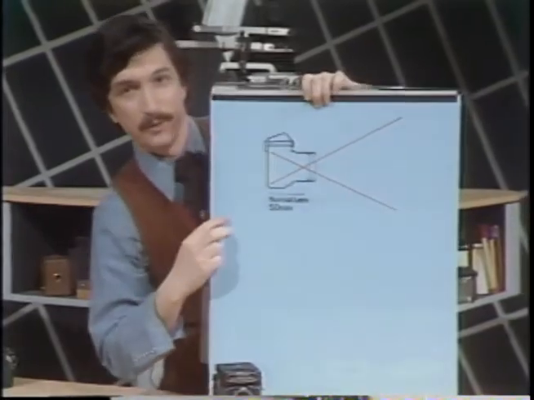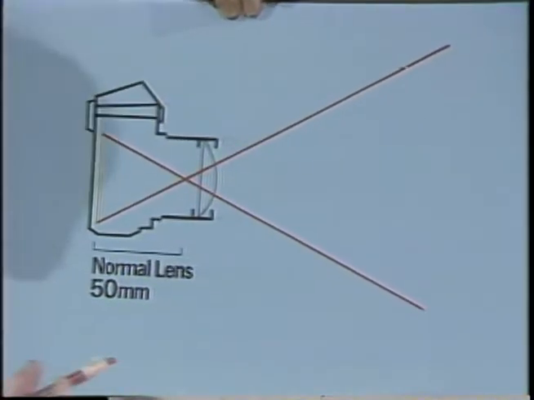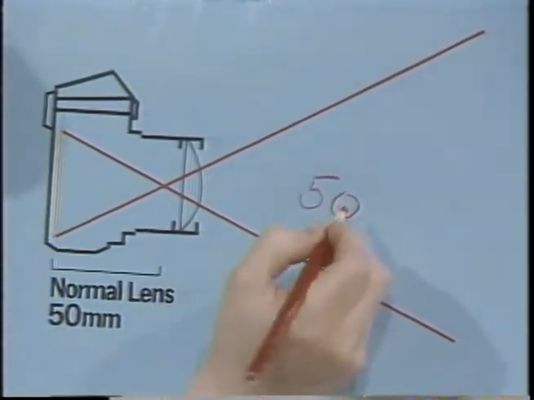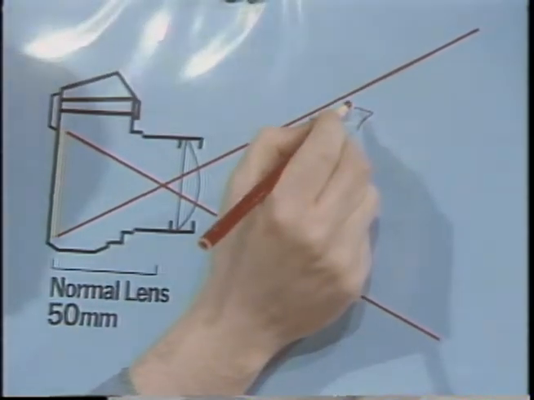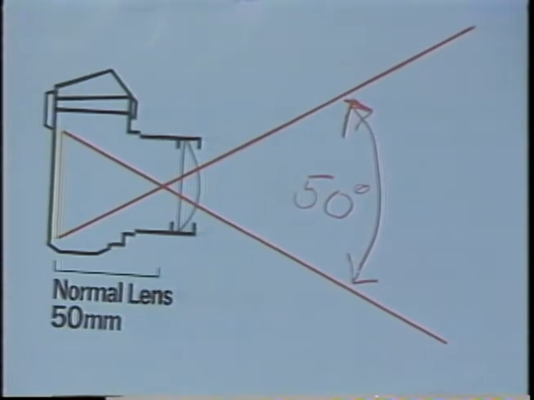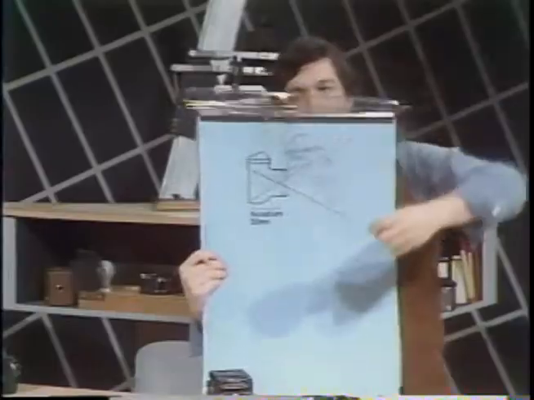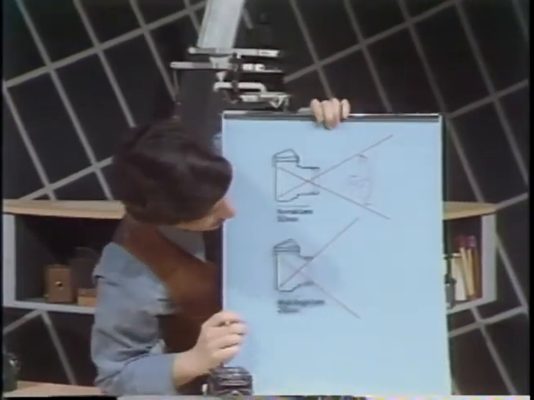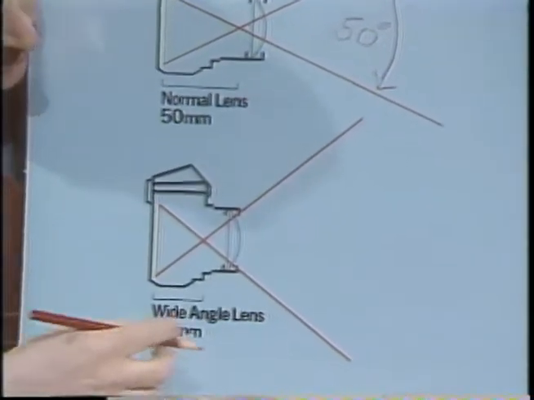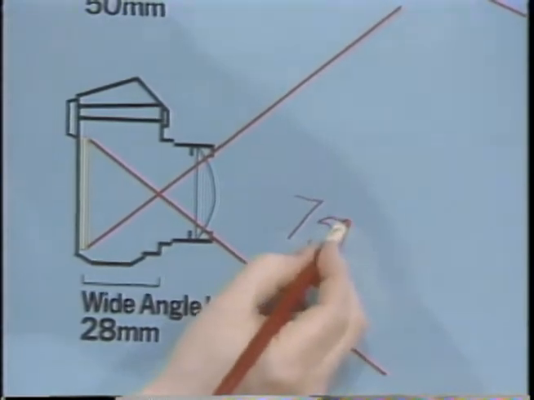This drawing shows us a cutaway of a camera and a lens, and it shows a normal lens. The normal lens has an angle of view of about, now that's very roughly, about 50 degrees. Now compare that with the wide-angle lens. The wide-angle lens, because it's somewhat closer to the film, in this case the 28 millimeter lens, has a wider field of view. In this case, it's 75 degrees.